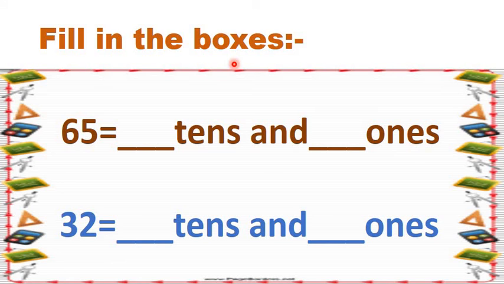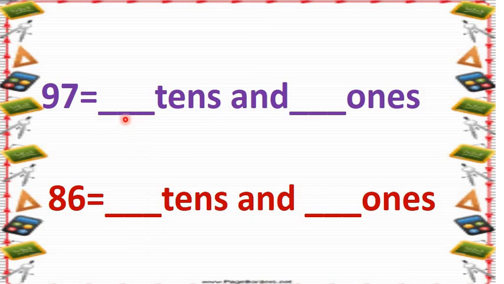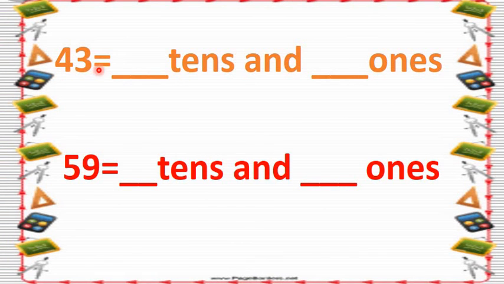I am going to read all the fill in the boxes again. 65 is equal to 6 tens and 5 ones. 32 is equal to 3 tens and 2 ones. 97 is equal to 9 tens and 7 ones. 86 is equal to 8 tens and 6 ones. 43 is equal to 4 tens and 3 ones.